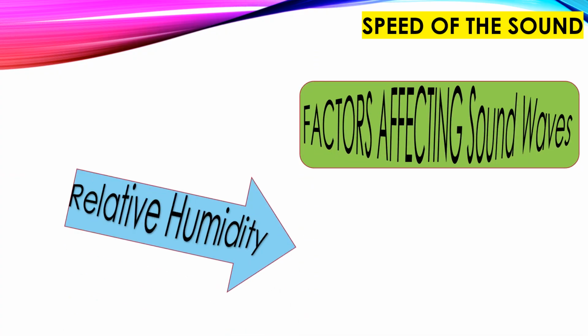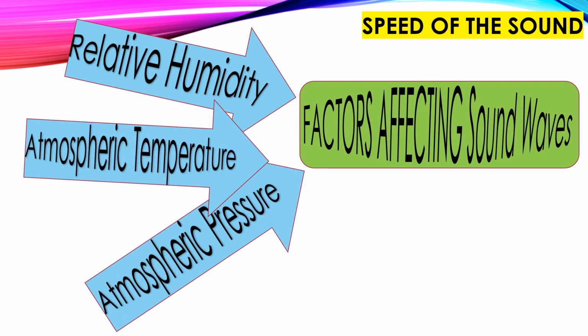Okay, let's talk now about the speed of the sound. So these are the three factors that affect the speed of the sound. Those are the relative humidity, atmospheric temperature, and atmospheric pressure. Remember those three factors. Like I said, the speed of the sound is affected by the type of medium used to transfer the vibration. But the most common factors that affect the speed of sound are relative humidity, atmospheric temperature, and atmospheric pressure.